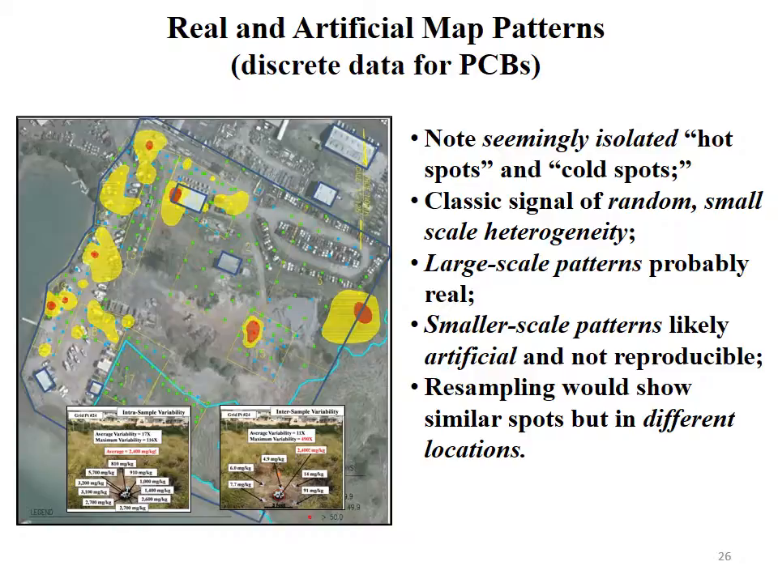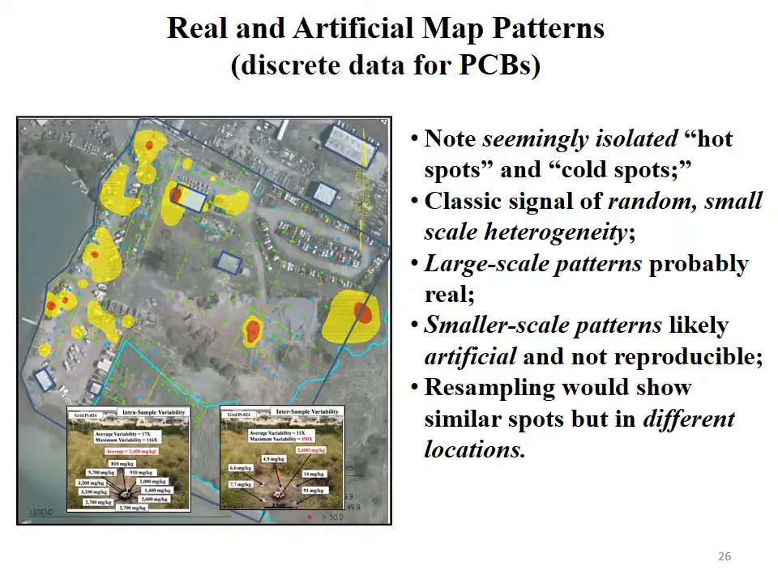So another classic pattern that you see related to small-scale random heterogeneity is the seemingly isolated hot spots and cold spots. This is another PCB site where hundreds of discrete soil samples were collected and tested for PCBs. Now in this case, the people collecting these understood the problems with discrete soil samples, but they were using a tight grid of discrete soil sample data to help identify large-scale patterns of PCB contamination across the site. But this still gives you a great classic sign of random small-scale heterogeneity when you see these isolated hot spots and cold spots.